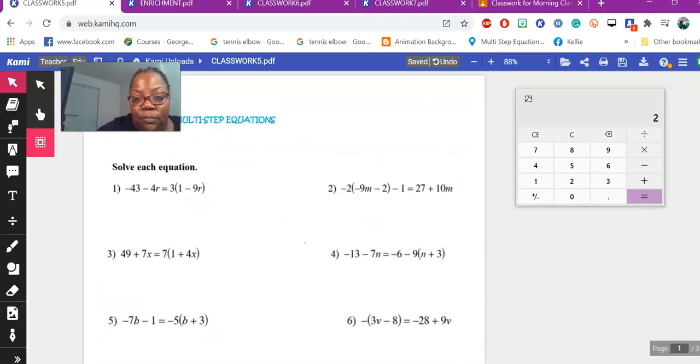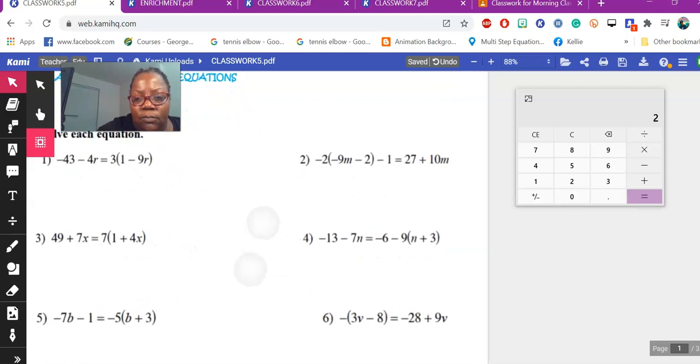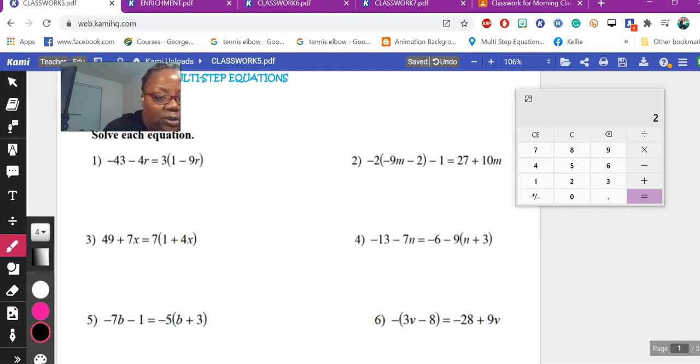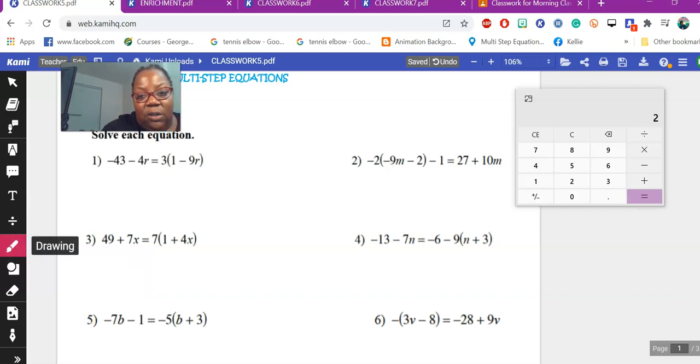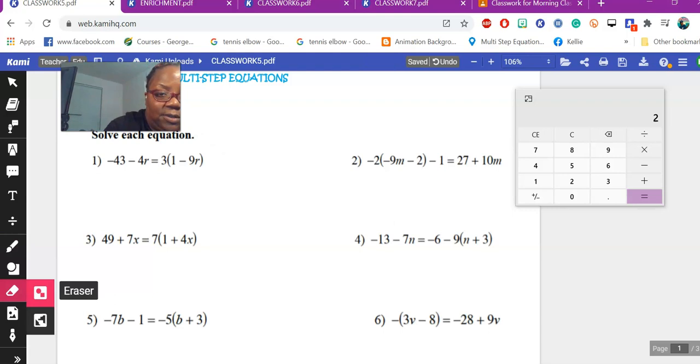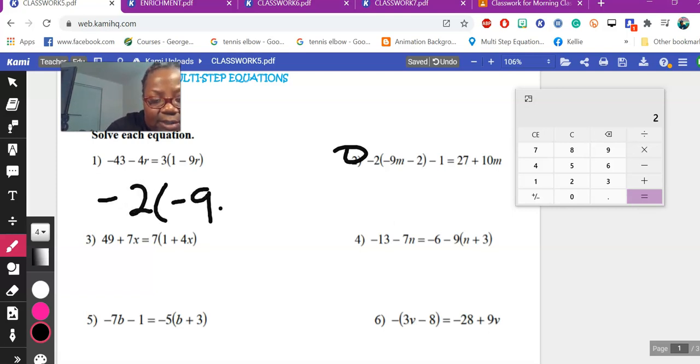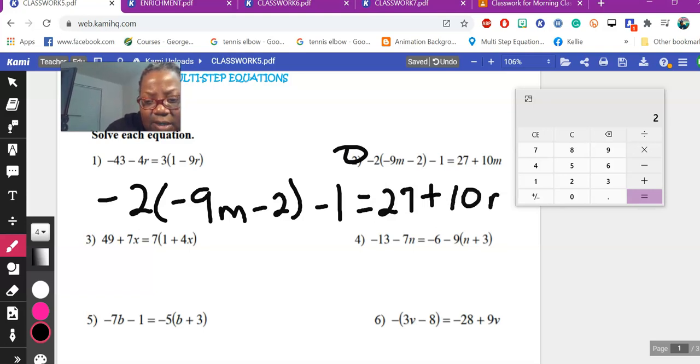All right. Let's take a look at number 2. Number 2, I'm just going to rewrite up here. I have negative 2 minus 9m minus 2 minus 1 equals 27 plus 10m.